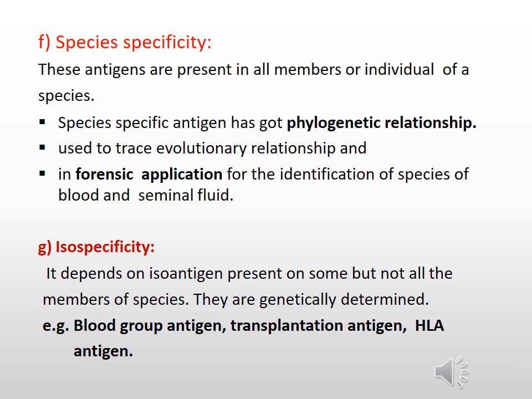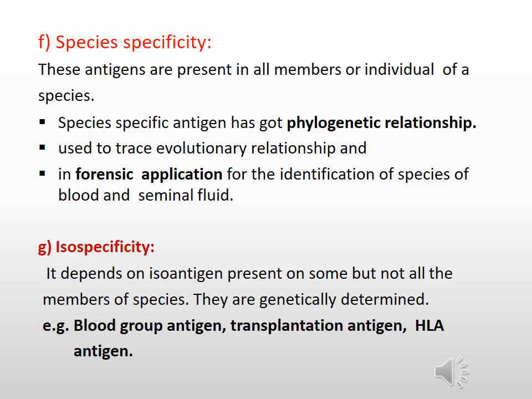How? If we find some blood stain, some hair, etc., then after analysis, this species specific antigen can help to diagnose which species the sample belongs to. Is it of animal origin, is it of human origin, or like that. So it's very important for forensic application.